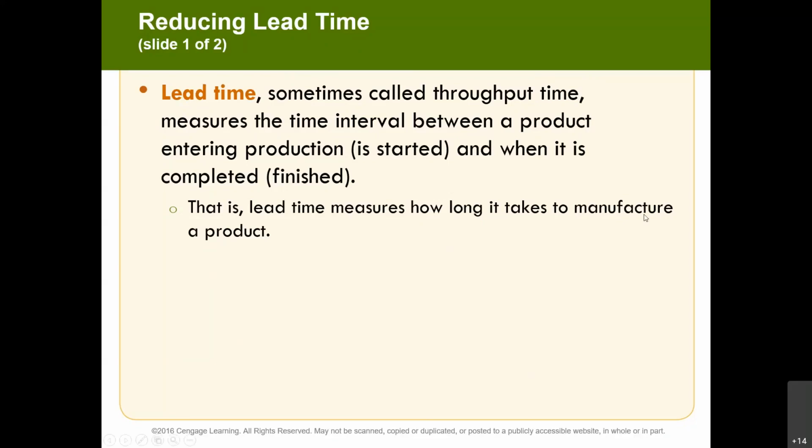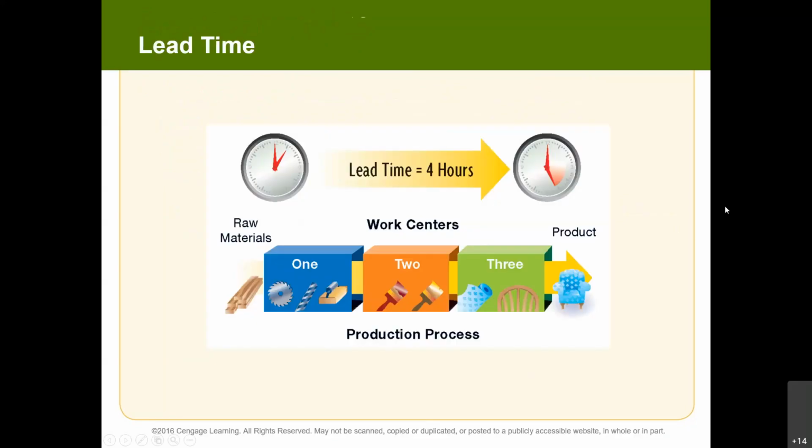And so in manufacturing, we need to figure out ways to limit lead time or reduce lead time. And we do this by improving our efficiencies in the production process. So this picture shows us the lead time. In this example, it's furniture manufacturing. And it takes about 4 hours to manufacture a piece of furniture as it moves through the production process.